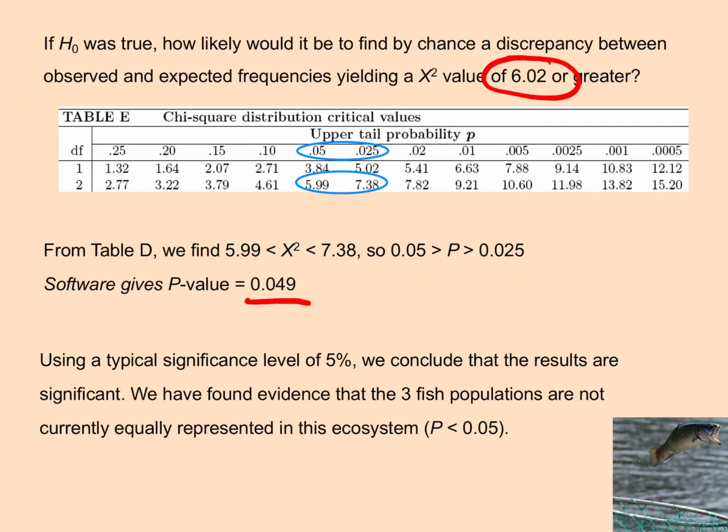We have found evidence, although not extremely strong evidence, that the proportions of these three fish populations are not what we would expect, possibly suggesting that there's an imbalance in the ecosystem or maybe pollution or overfishing, who knows what it might be. But we found at least some evidence that these proportions are not what we expect, okay?